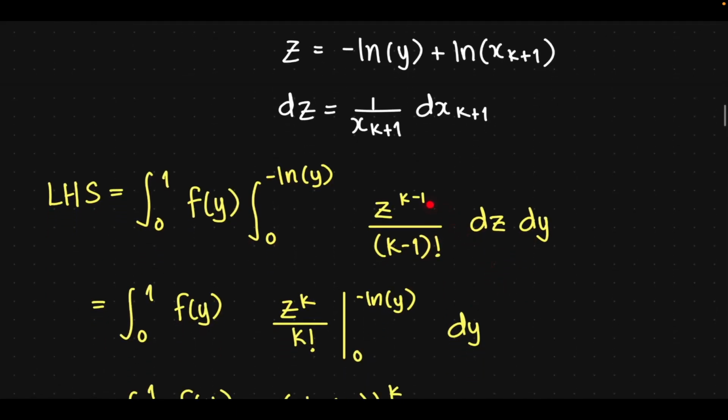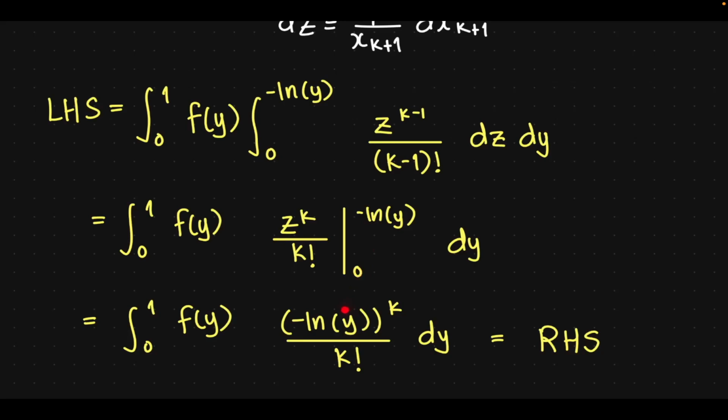And then this is simple. The integration over z is the most elementary integral you'll encounter. So we have integral 0 to 1 f of y, z to the k over k factorial, because we have k times k minus 1 factorial, which is k factorial, evaluated at 0 and then minus ln y. We plug in the minus ln y, because at 0 it's 0, so that doesn't matter. We have integral 0 to 1 f of y times minus ln y, quantity to the kth power, over k factorial dy.